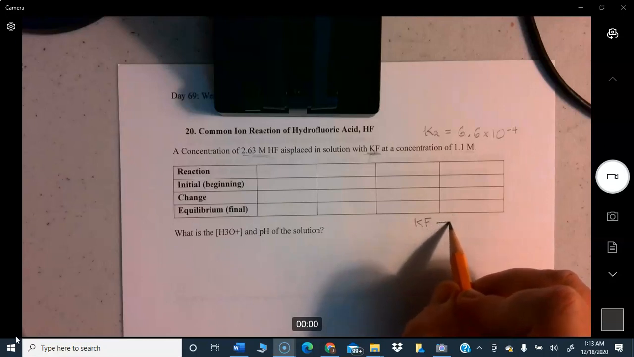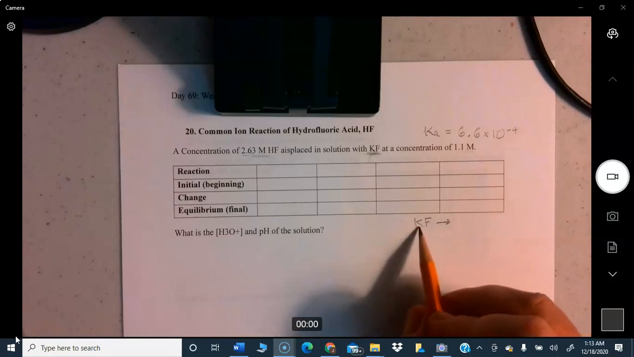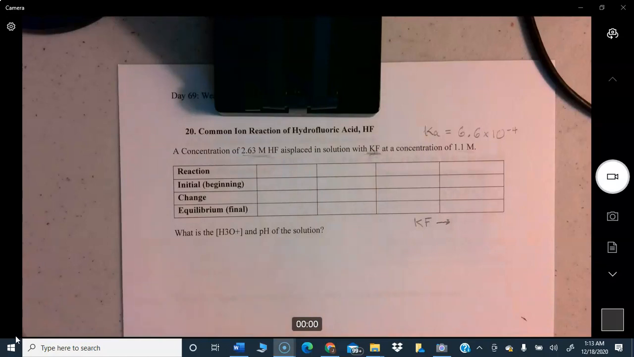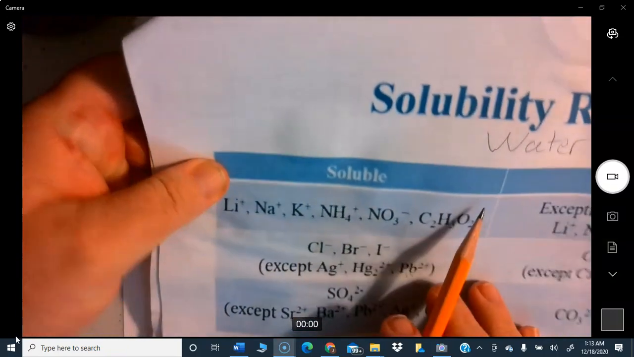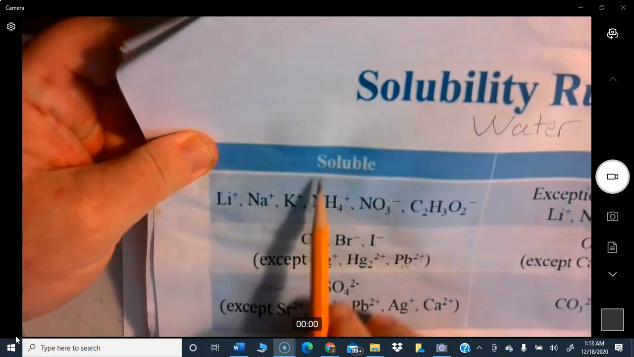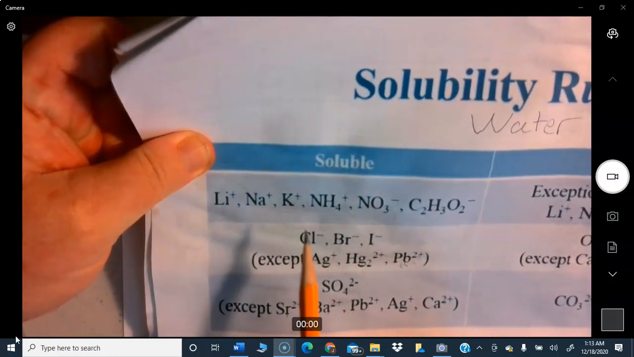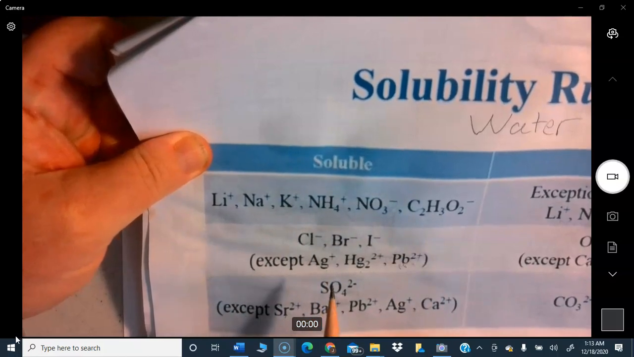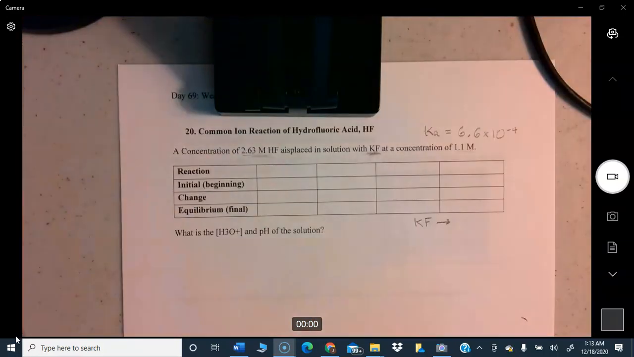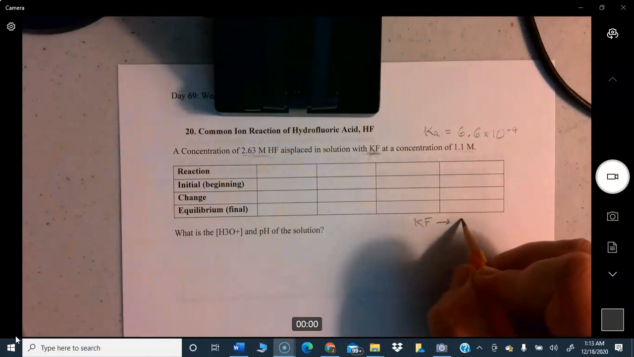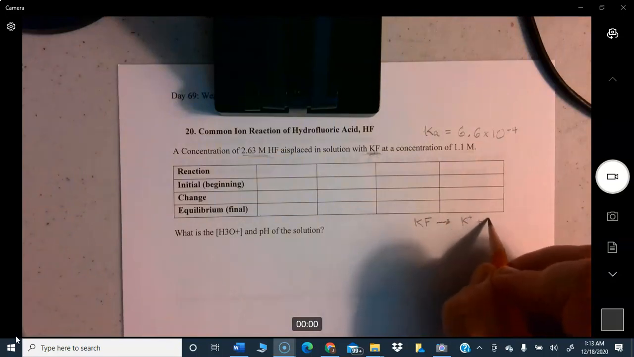So we start off with this. It's a one-way reaction, because if you look at your solubility rules, potassium's right there. It's soluble with everything. It's going to totally break up with everything that it's with. In this case, it's with fluorine, and so it's going to totally break up with that. So KF is going to go to K+ and F-.